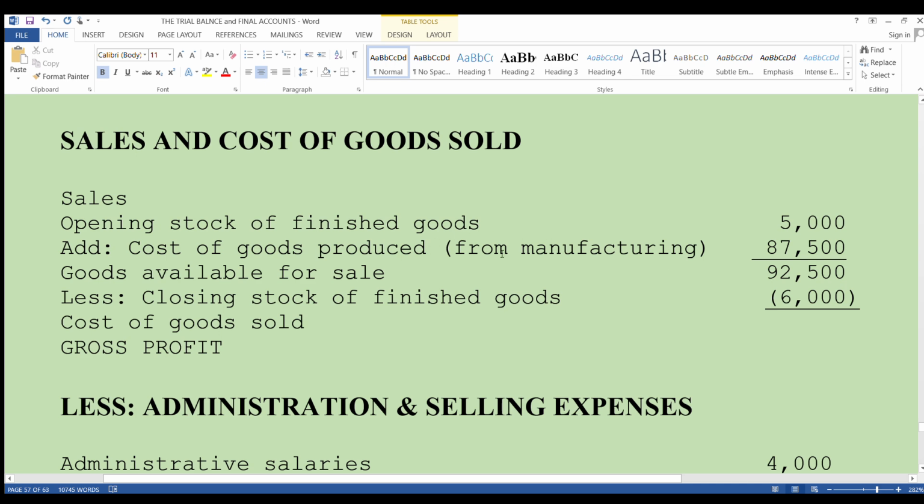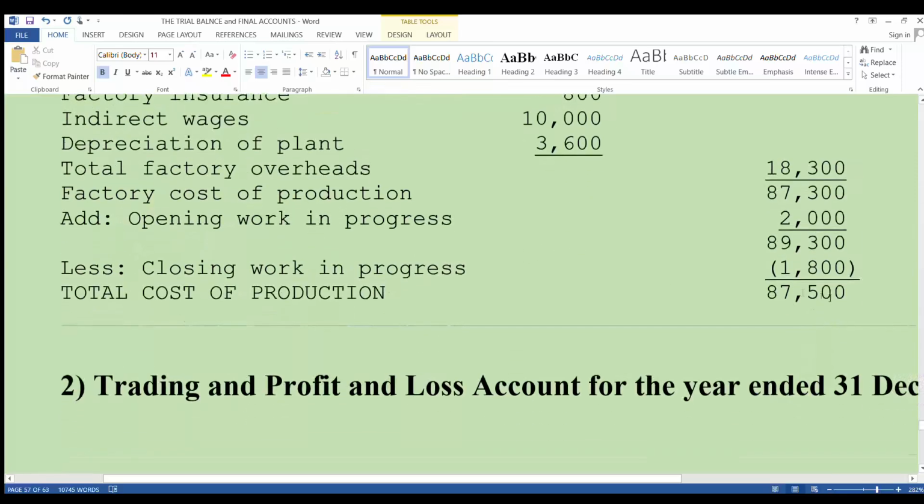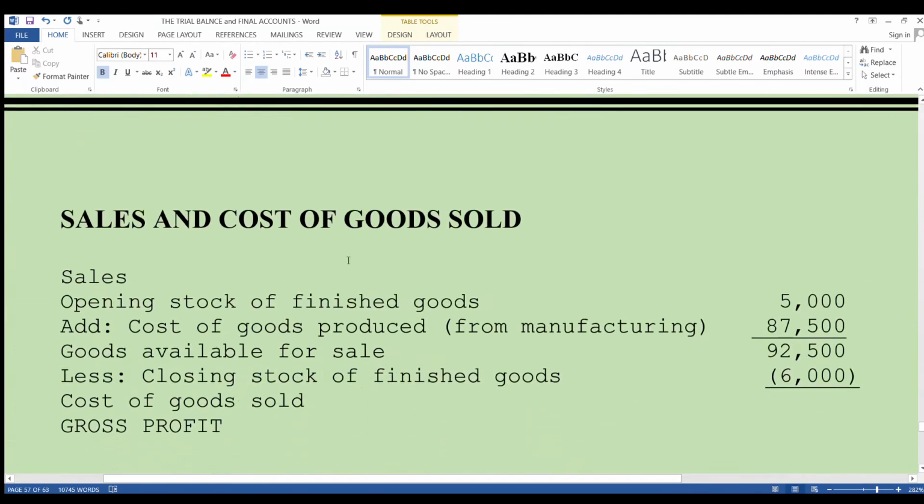For sales, we start with opening stock of finished goods, which is 5,000. Then we add cost of goods produced. This cost of goods produced comes from the manufacturing account. It is this figure here that we have gotten, the total cost of production. So we have just taken the opening stock of finished goods, which was 5,000, then we add the cost of goods produced.